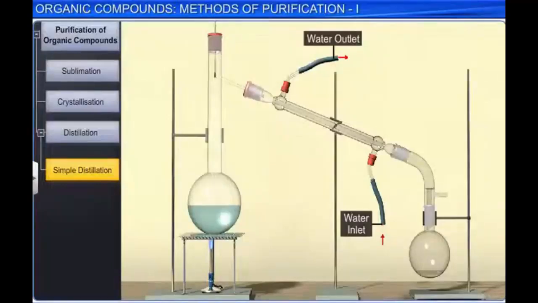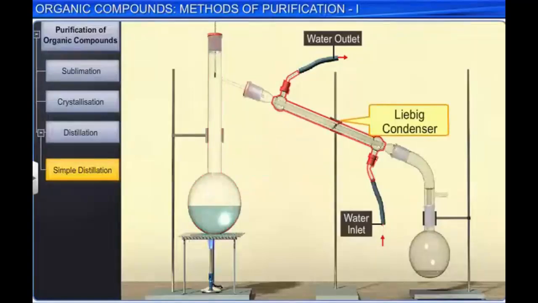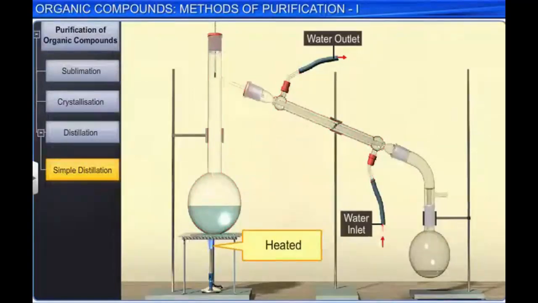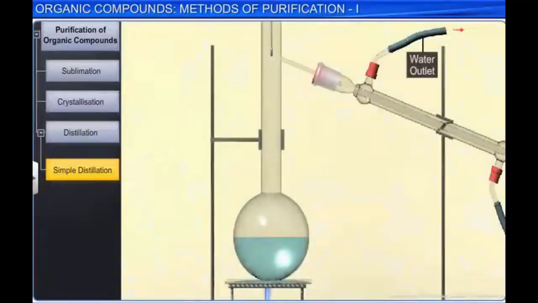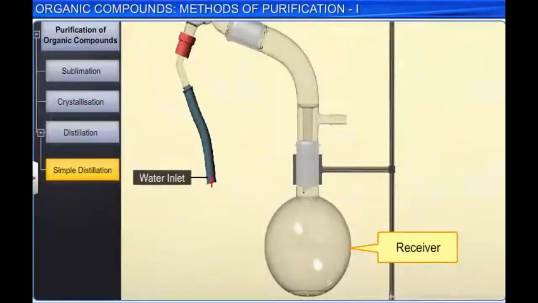by this technique. In this method, the liquid mixture is taken in a round bottom flask which is fitted to a Liebig condenser and heated. On heating, the vapors of the liquid with the lower boiling point are formed first, and at a constant temperature, the whole of the liquid changes into vapors. The vapors are condensed by using a condenser, and the liquid is collected in a receiver placed at the open end of the condenser. The vapors of the liquid with higher boiling point that are formed later are also condensed, and the liquid is collected separately.